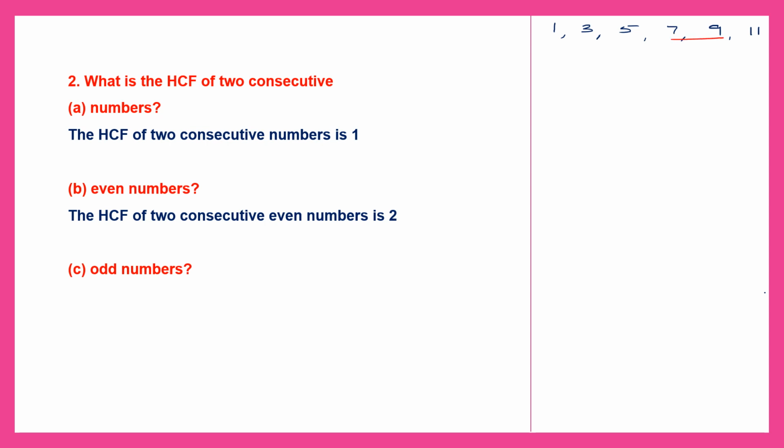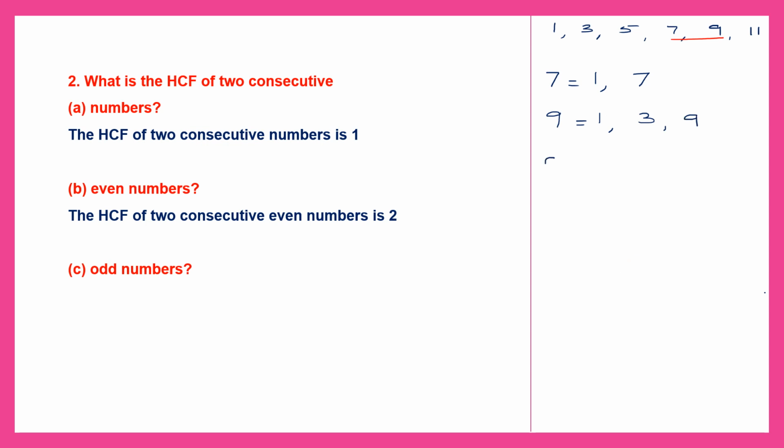Let's take 7 and 9 and find all the factors of 7. What are the numbers that give us 7? 1 7's are 7, so only 1 and 7. Now let's take all the numbers that give us 9. 1 9's are 9. 1 into 9 is 9. What else will give us 9? 3 3's are 9. So what are the factors of 9? 1, 3 and 9. We need not repeat the 3. So let's write 1, 3 and 9.